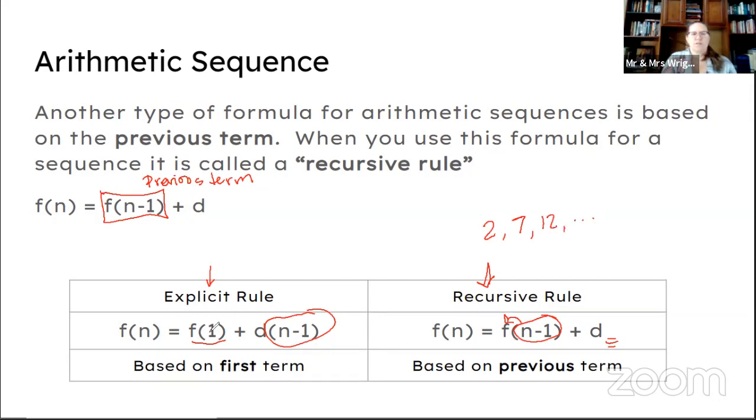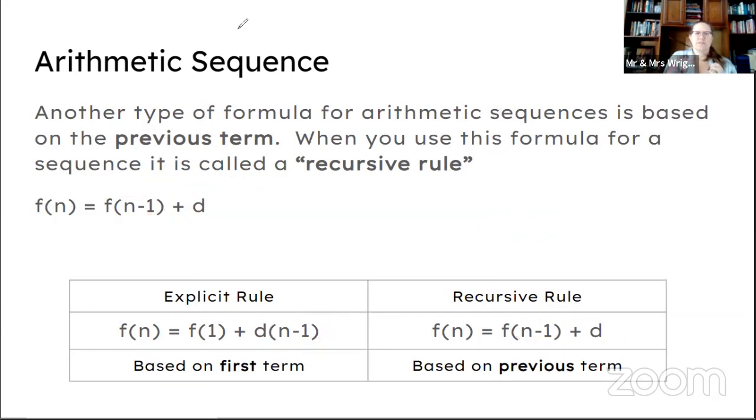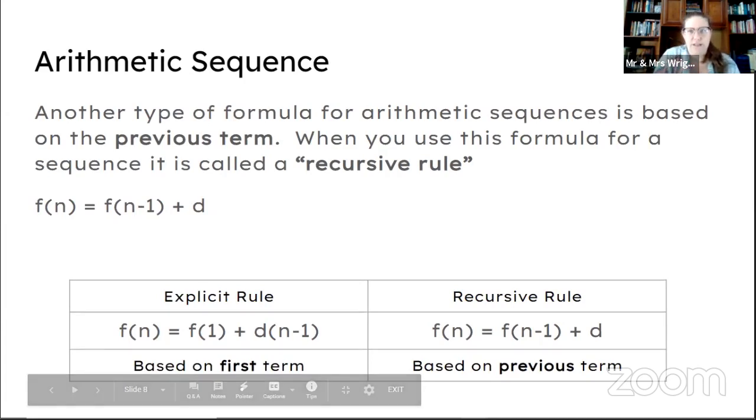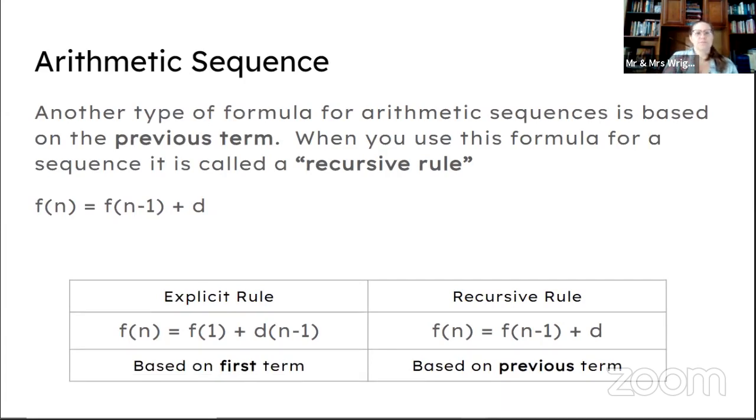Okay, so the main difference is the explicit rule is based on the first term. The recursive rule is based on the previous term. Those are the main differences you have to think of. Okay. Now, when you have the recursive rule, you also have to give one of the points. And we'll look at that in just a moment.